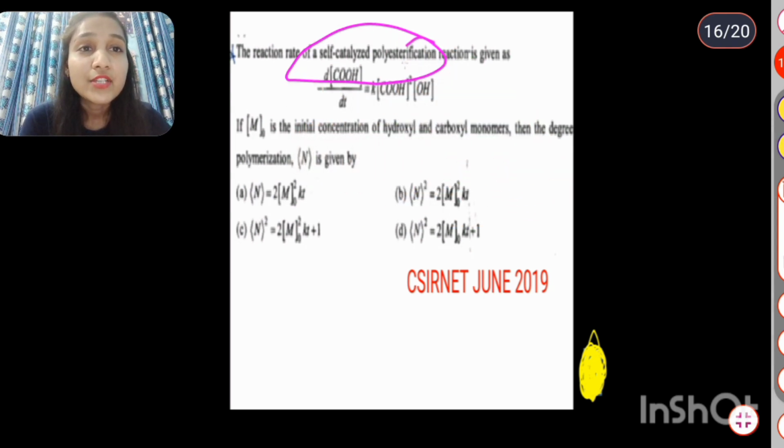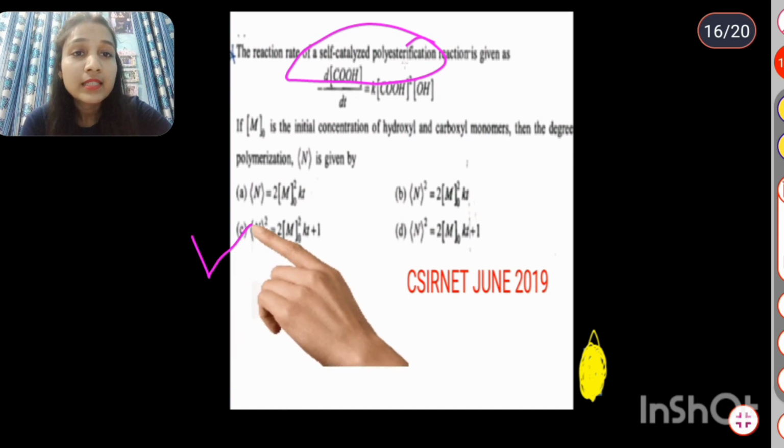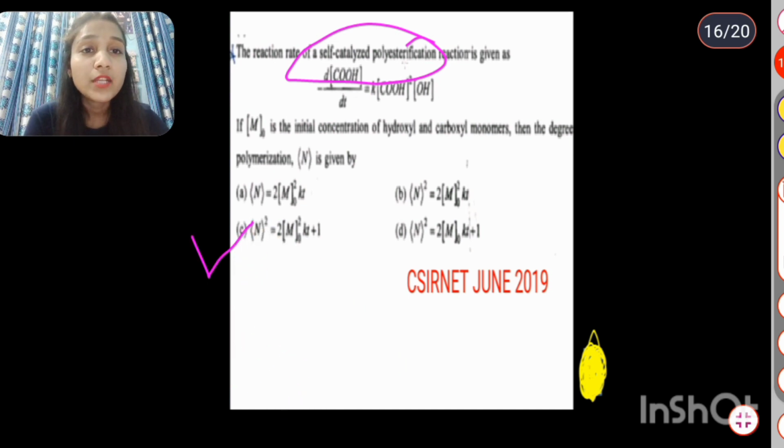सेल्फ कैटेलाइज्ड रिएक्शन के लिए जो फॉर्मूला होता है वो हम पहले ही डिस्कस कर चुके हैं अपनी स्लाइड्स में. दैट इज, डिग्री ऑफ पॉलीमराइजेशन का स्क्वायर इज इक्वल टू 2 M नोट का स्क्वायर Kt प्लस 1. फॉर सेल्फ कैटेलाइज्ड डिग्री ऑफ पॉलीमराइजेशन इज इक्वल टू दिस वन.